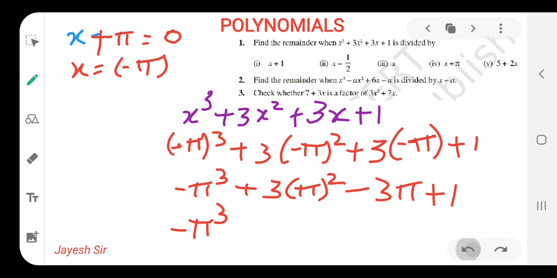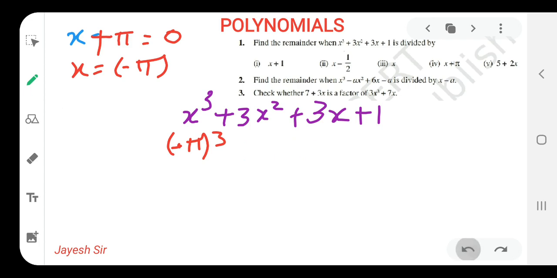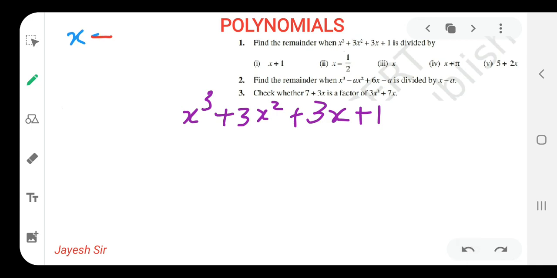So let's begin with our fifth sum, that is 5 plus 2x. You have to put the value of x after solving that. So 5 plus 2x. After practicing a lot more sums, you would be directly able to find the value of x as I am able to find. That means we can find the value of x in this sum as minus 5 by 2. So let's see how I am able to find the value of x as minus 5 by 2.